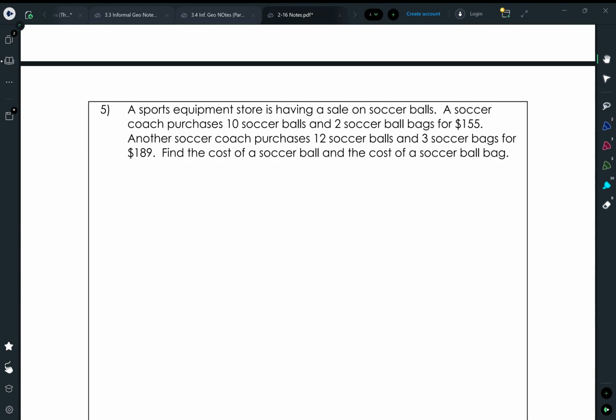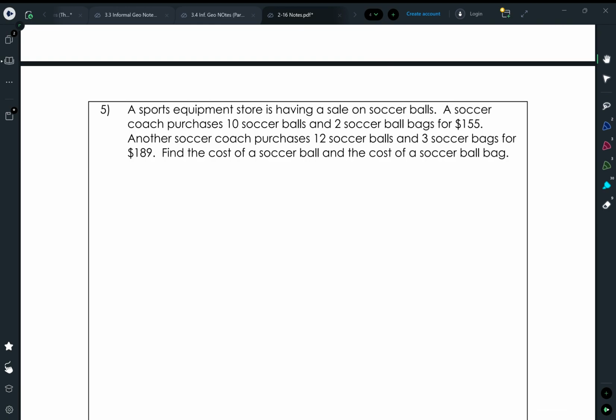So we have these soccer balls and we have these bags, so you can envision both of these coaches going to the store. They're buying different amounts of things, but they should still cost the same amount, right? Like a soccer ball is going to cost whatever it costs. It's just they have different amounts of money they're spending because they're buying different amounts of items. So each coach is going to give us one equation.